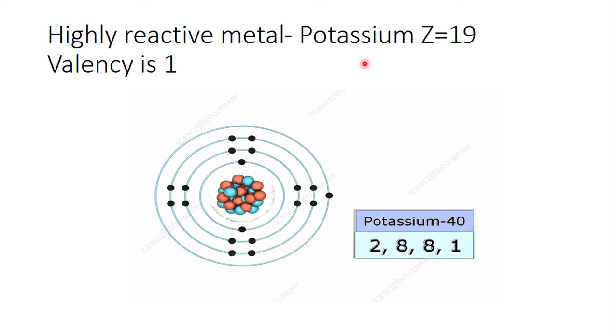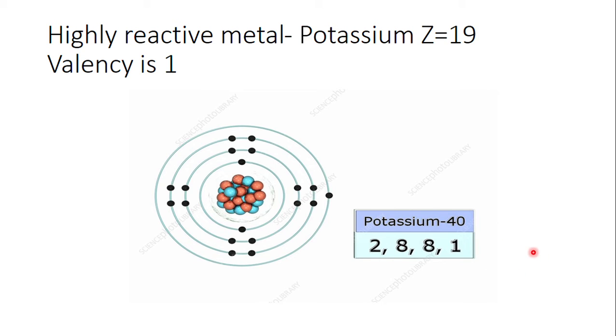Now we have one more example, potassium, represented by the symbol K, whose atomic number is 19. The electronic configuration is given here. K shell has 2 electrons, L shell has 8 electrons, M shell has 8 electrons, and N shell has 1 electron. So 2, 8, 8, 1 is the electronic configuration of potassium. What is the symbol of potassium? It is K, Z equal to 19. So the valency is 1. How? We know that the valence shell has only 1 electron for potassium. It needs 7 electrons to complete its octet configuration.